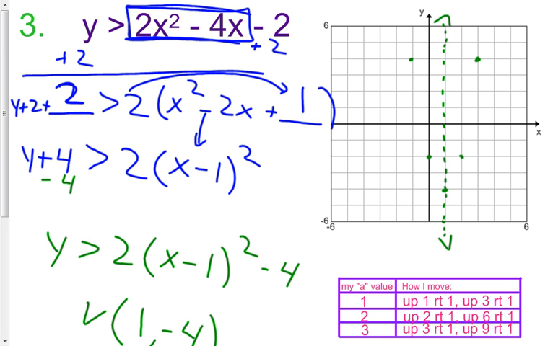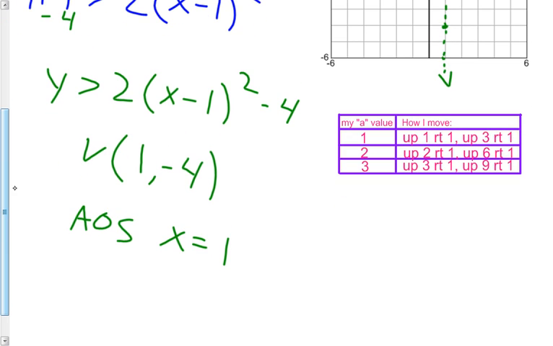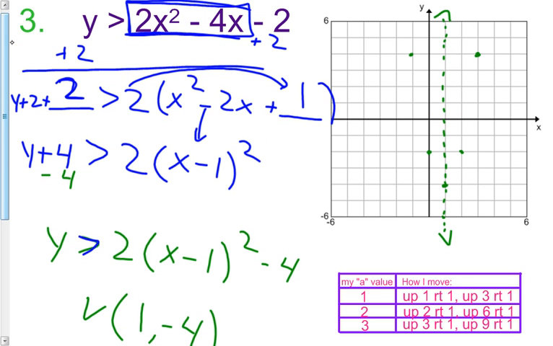Next question, how am I going to connect these dots? Is it going to be a solid line, or is it going to be a dotted line? Because it's just greater than, I know that it's going to be a dotted line that connects these. And now I have to use the appropriate shading. And what is the appropriate shading?